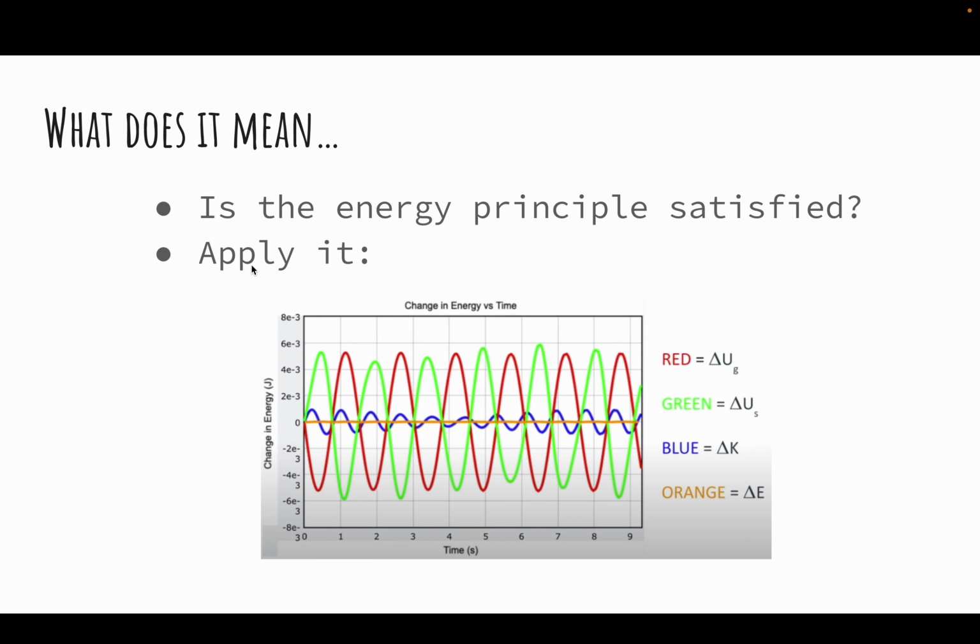And what does it mean? The energy principle is satisfied because, as we can see, the change of energy is 0 throughout the entire oscillation period. So zero change in energy means no work is done on the system. And as we can see, whenever potential energy is at its max, kinetic energy is at its minimum. And this is what makes it oscillate.